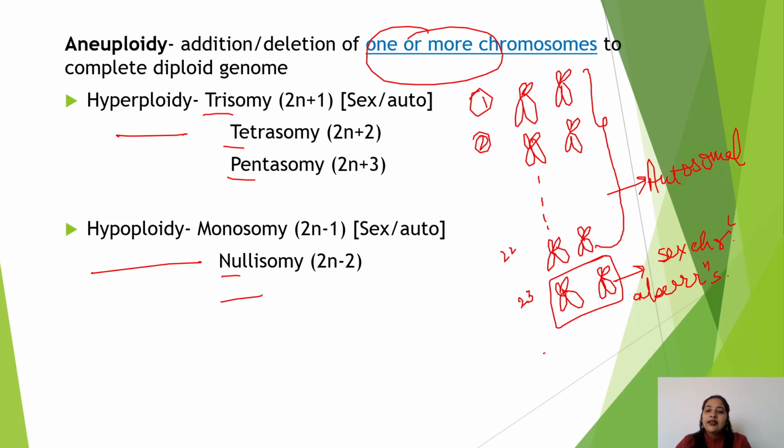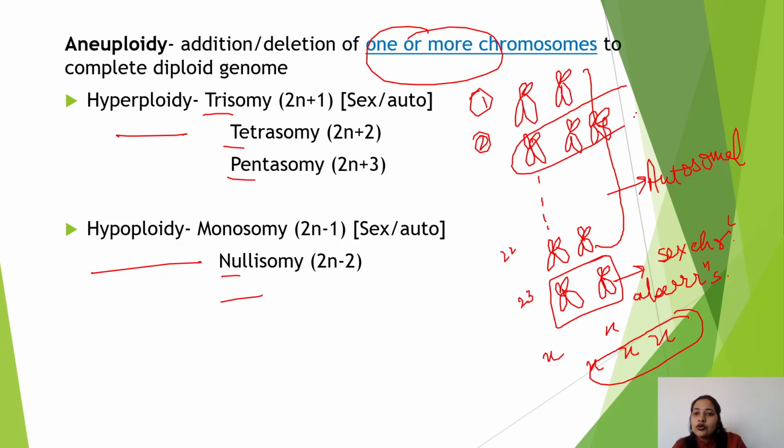That means if we have, this is X and this is X. So if we have X, X and X, that means one additional, so it is trisomy of sex chromosomes. Like in the second pair, if we have 3 chromosomes, it is an autosomal aberration. That means we have trisomy of the second pair. I hope it is clear to you.